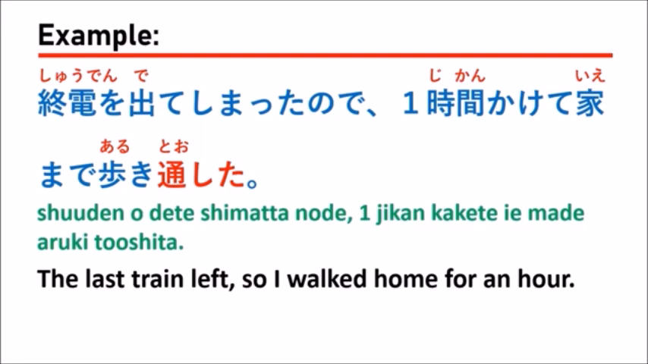Here 終電を逃してしまったので means the last train left, right? 1時間かけて家まで歩き通した means they walked from the station to the house using 1 hour. 1時間かけて means using the time of 1 hour. 家まで歩き通した means by walking from the station to their house.